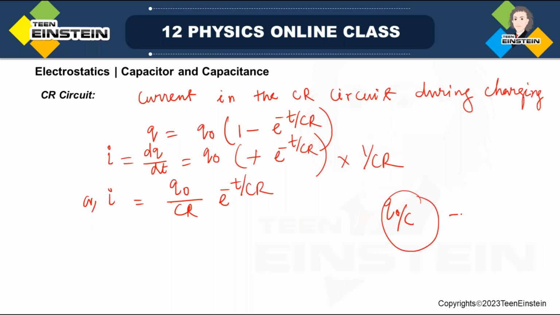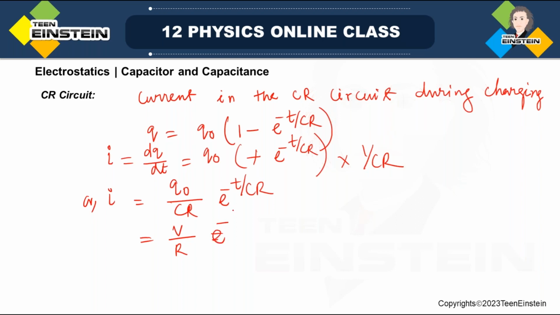So this is the current. Q0 by C, I can write as V, because total charge by C is V, the voltage of the battery. After fully getting charged, the voltage across the capacitor plates will be the voltage of the battery itself. So Q0 by C I have written as V, and this is V by R.